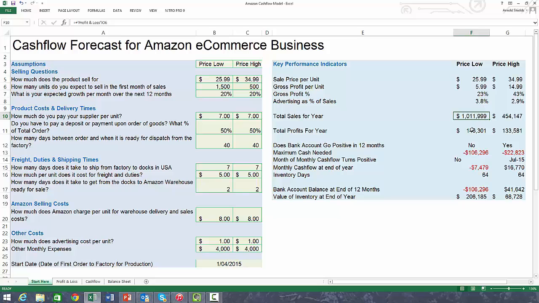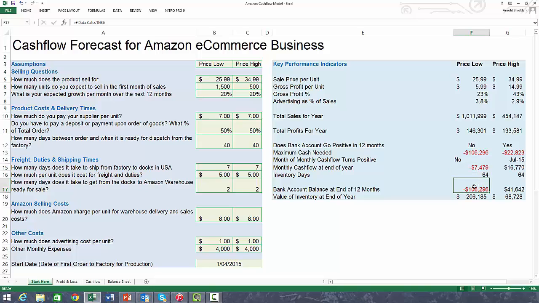That was what you're aiming for. We've got profits of $146,000, so it's pretty close to that $150,000. Maximum cash needed, $106,000. Does the bank account go positive in 12 months? No. Monthly cash flow never turns positive. It's bleeding money at $7,500 a month.